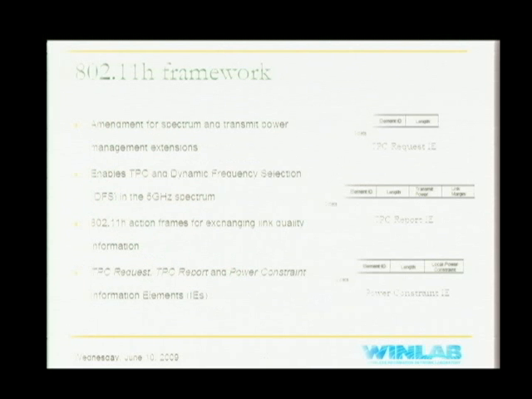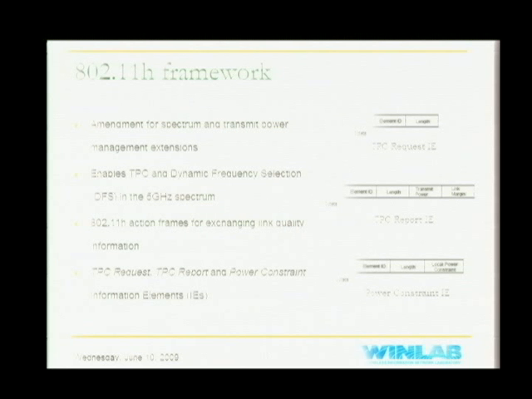Then we talked about using RSSI as the primary trigger, so link quality measurements are of importance. And we use the 802.11h framework, which is an extension to the fundamental 802.11 for transmit power and spectral management capabilities. This 802.11h framework provides action frames, which are nothing but management frames with specific information elements.